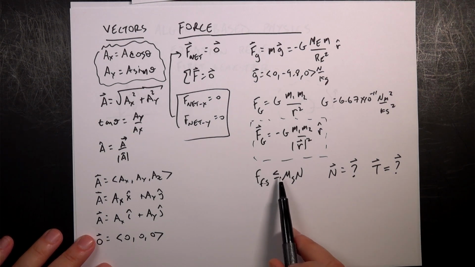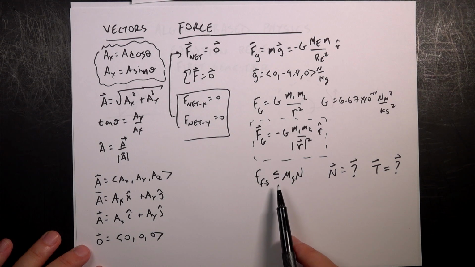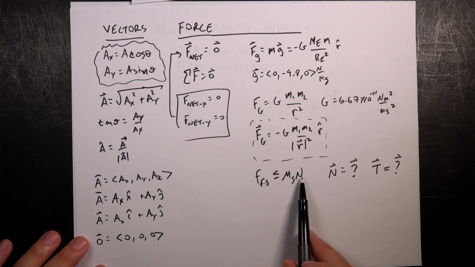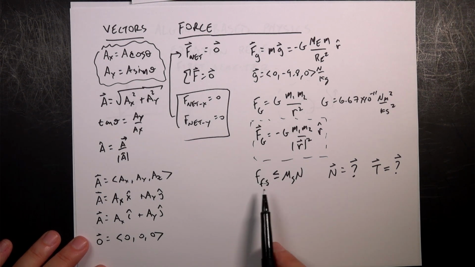Okay, but this is the friction force. Less than or equal to just means that it can be any value. Mu s, that's the Greek letter mu, sub s, that's the coefficient of static friction. It depends on the two types of surfaces. Now remember, this is the scalar version. This doesn't tell you the vector.